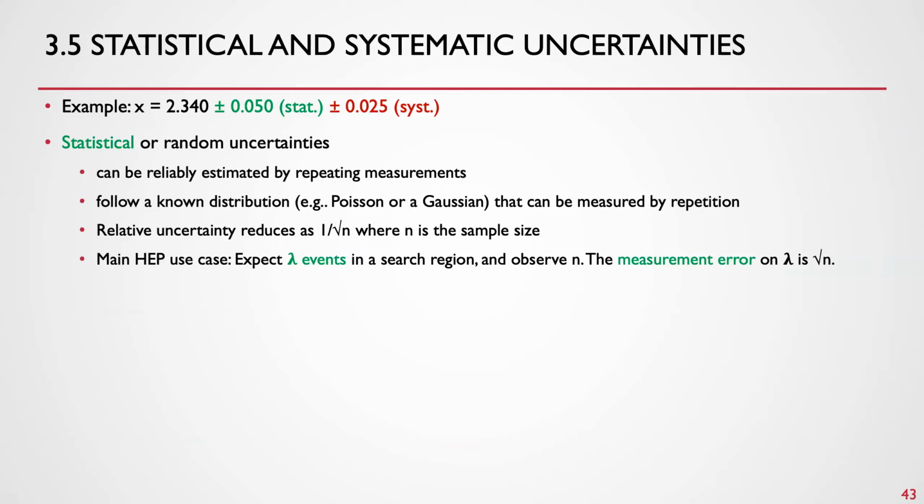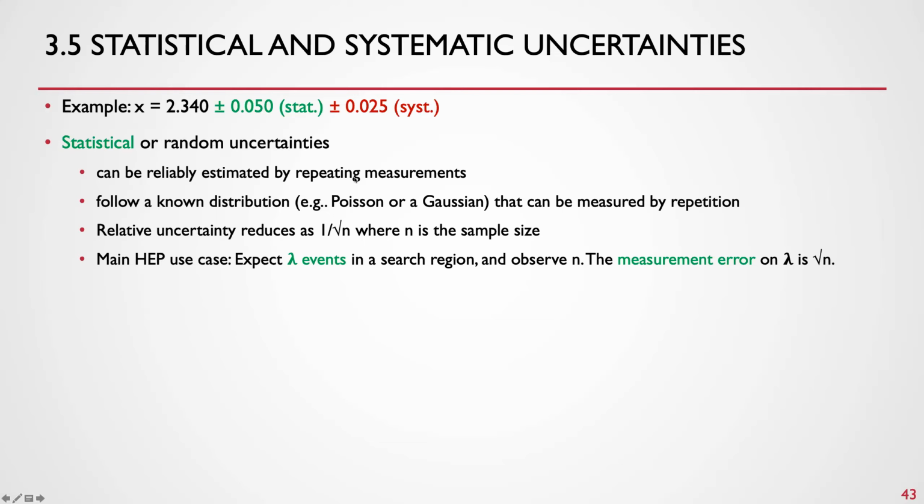Let's look now at uncertainties. I put here an example of statistical and systematical uncertainties and how we quote them, and we usually quote them separately. So we say a value x has a certain number, 2.3, but because we're physicists, we always wonder about the uncertainty in a quantity. I put here 0.05 as a statistical uncertainty and 0.025 as a systematical uncertainty. It's just an example.